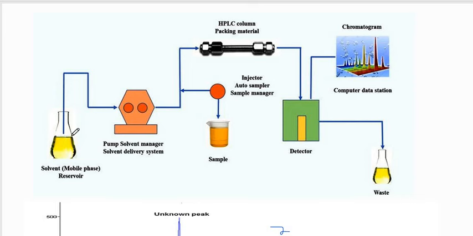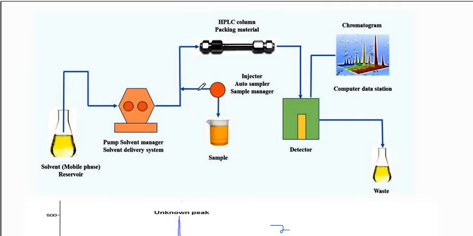So we have first the solvent reservoir, which accommodates the mobile phase, or the solvent, that you're going to use for your HPLC analysis. Then the second one is the pump. The pump sucks or delivers the solvent from the reservoir to the column. Then we have the third component, which we call the sample chamber or the injector. This part is what basically introduces the sample into the column.